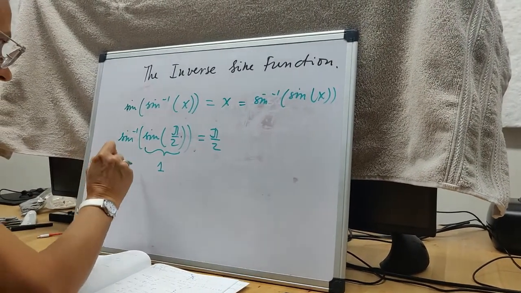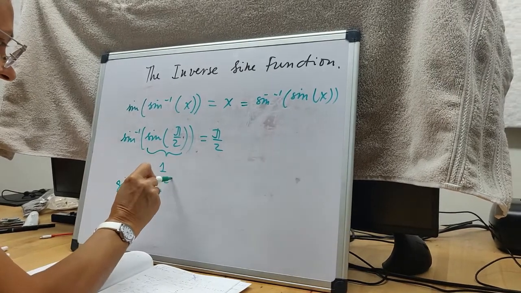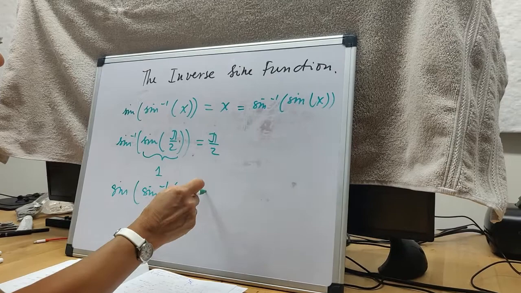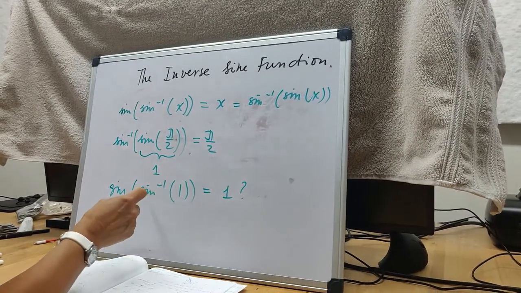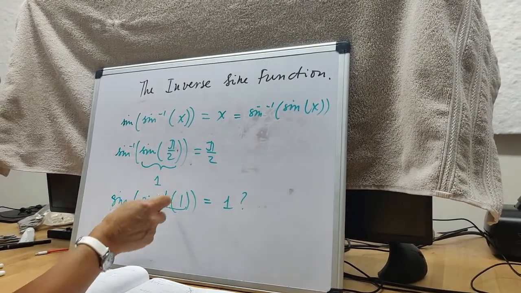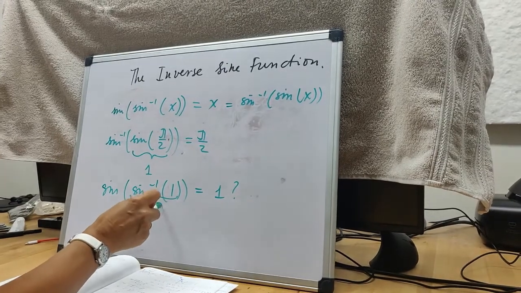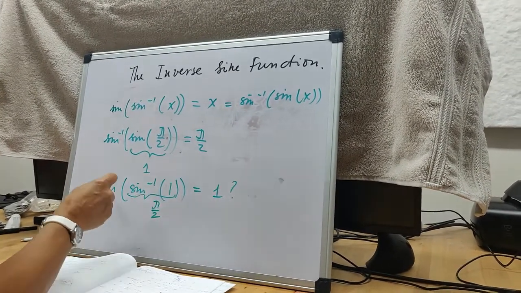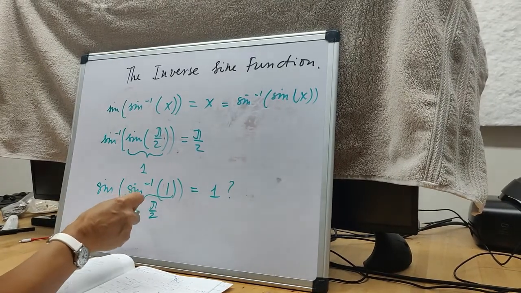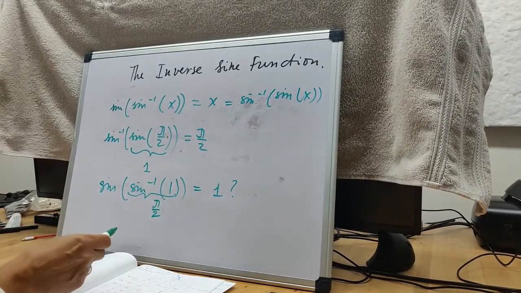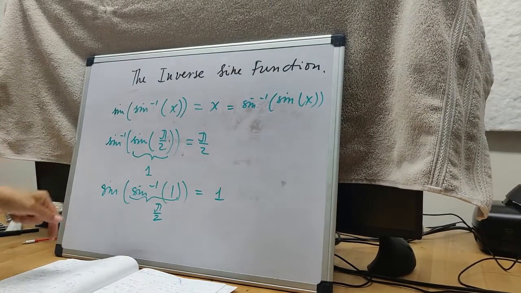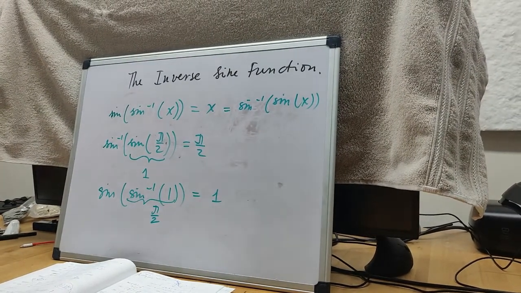Let's use it in the opposite direction. Sine of sine inverse of 1. Well, we're supposed to get 1, but are we going to get 1? What is sine inverse of 1? We already know that sine inverse of 1 is pi over 2. Right, angle pi over 2 will give you sine equals 1. Now we apply this sine to pi over 2 and we get 1 again. So it's not actually a question anymore. That's a fact. So this is how cancellation equations are working.